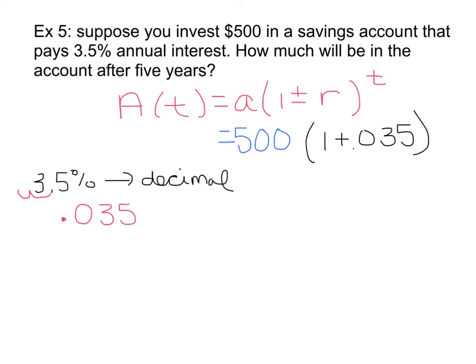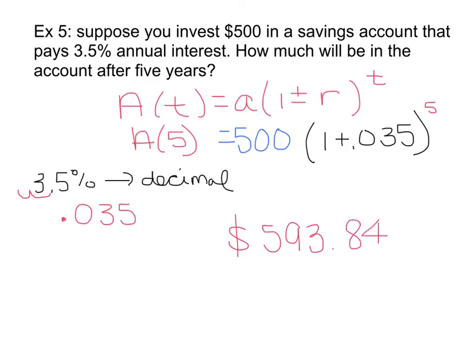And then it says, how much will you have after 5 years? So I plug in 5 for t. And this is going to give me the amount I will have after 5 years. And now we just pick up our calculator and we solve. After 5 years, we have a total of $593, and then since we're talking about money, make sure you round to the right decimal place, and 84 cents.